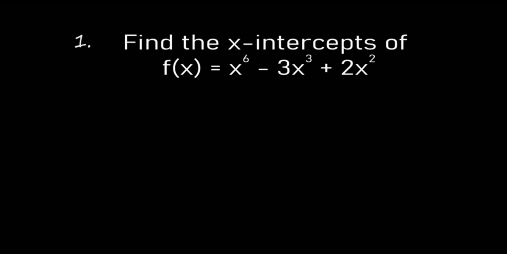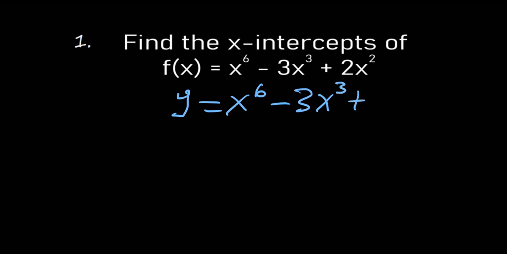Question 1. Find the x-intercepts of the function f of x equal to x to the sixth power minus 3x cubed plus 2x squared. To solve this problem, first we have to change f of x to y, and that will become y equal to x to the sixth power minus 3x cubed plus 2x squared.